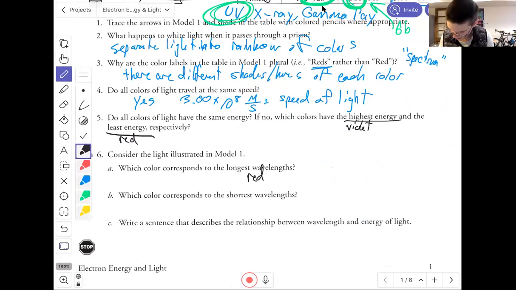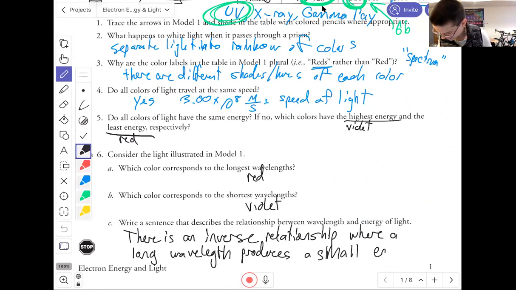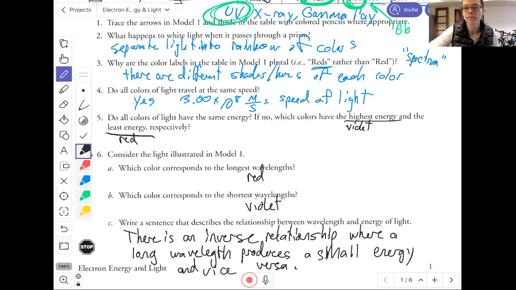All right, so longest red, shortest violet. Okay. All right, so I'm turning the page.